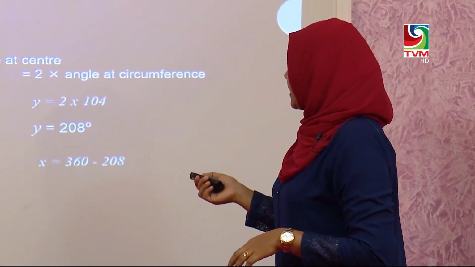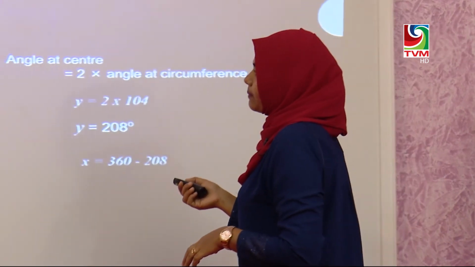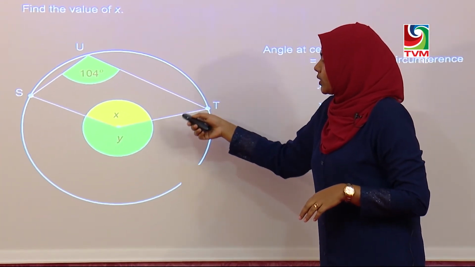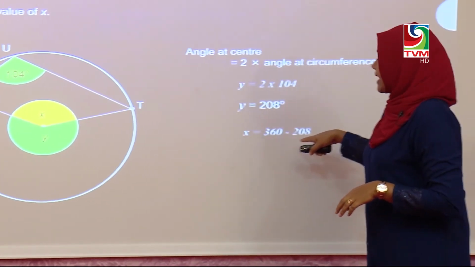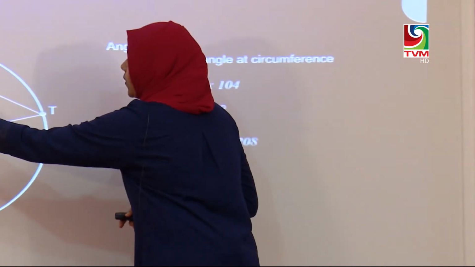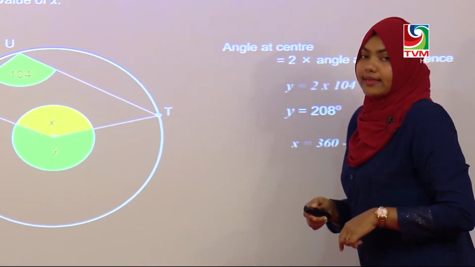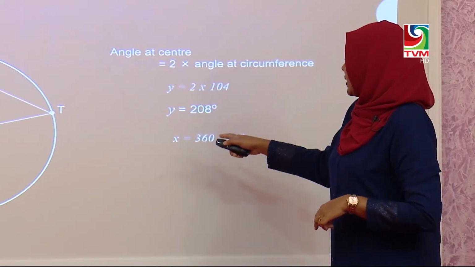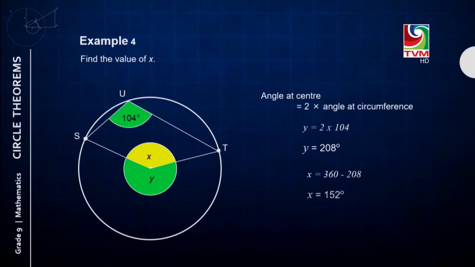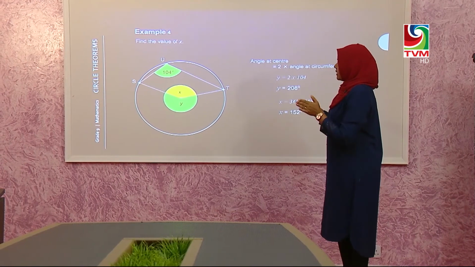This is only the answer for this angle, but we have to find the angle of x. So, to find the angle of x, you have to apply the geometry property, that is angle at a point is 360 degrees. So, for this whole circle, the total angle is 360. You have to subtract 208 from 360 to get the value of angle x, which is equal to 152 degrees. That is all about the first theorem.